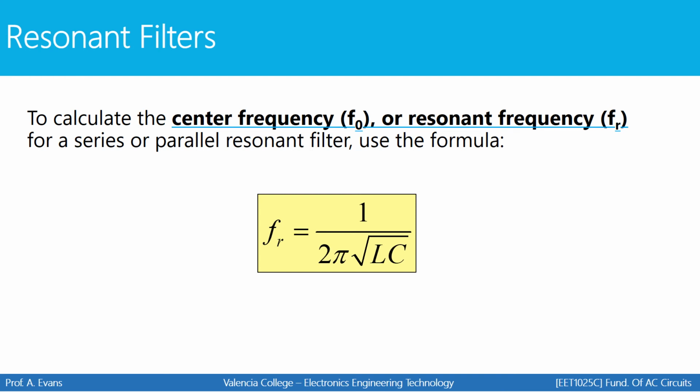So to calculate the center frequency, which is F0, or the resonant frequency, which is F sub R, for a series or a parallel resonant filter, we're going to use the formula shown below. So our center frequency is 1 divided by 2 pi times the square root of L times C.